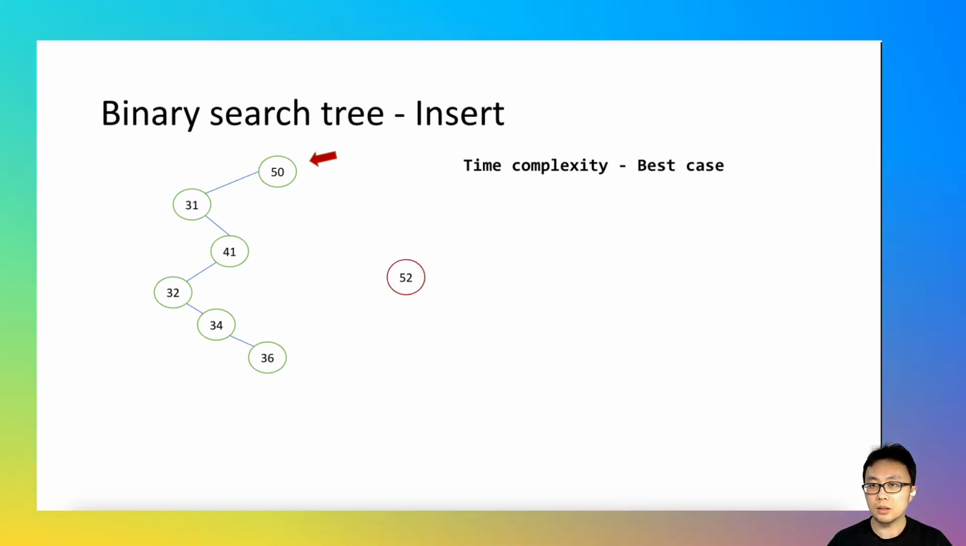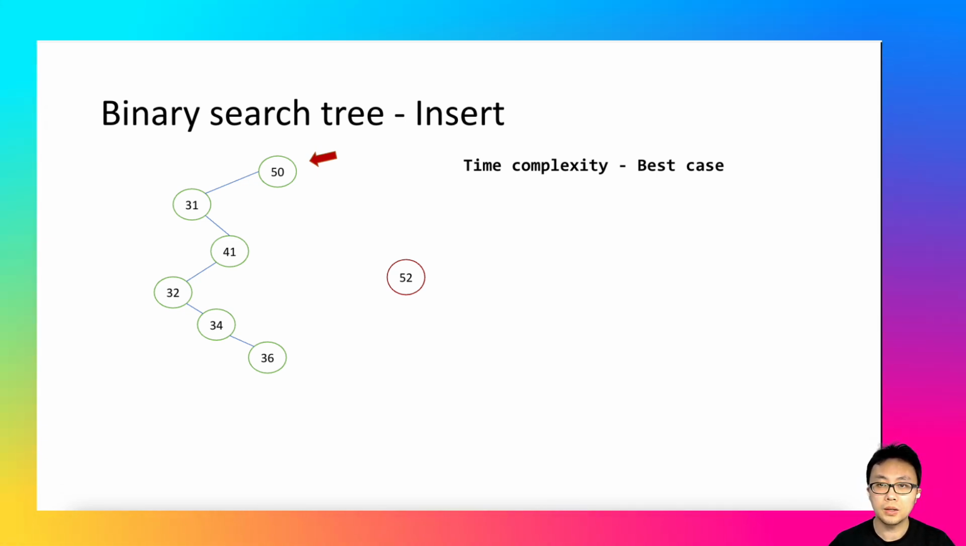What about the best case? The best case scenario is when the insertion is finished in a single step, like the example that you see on the left side. When the given target value is 52, then it only takes a single step for you to insert the node with its value into this tree.